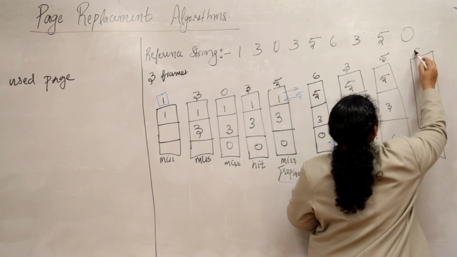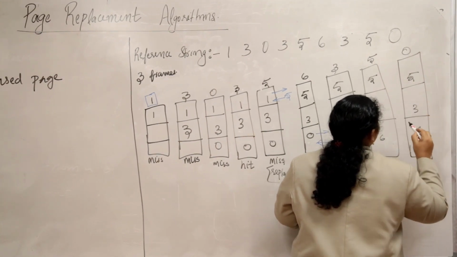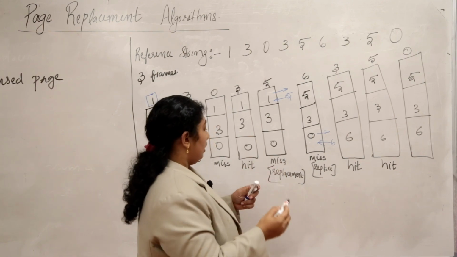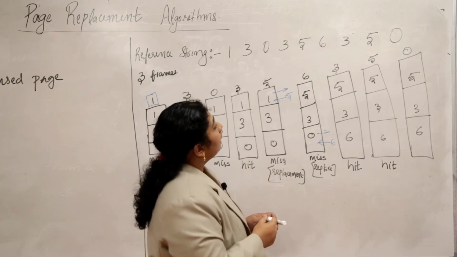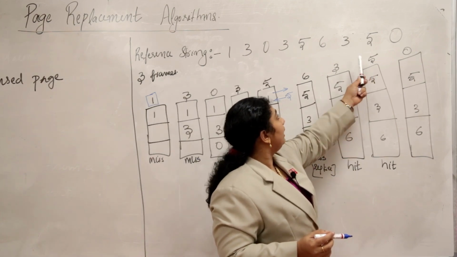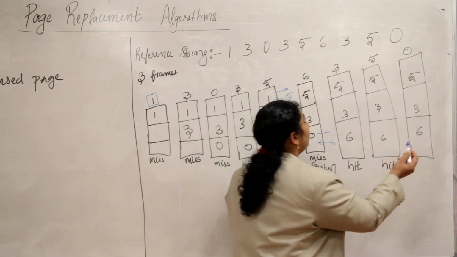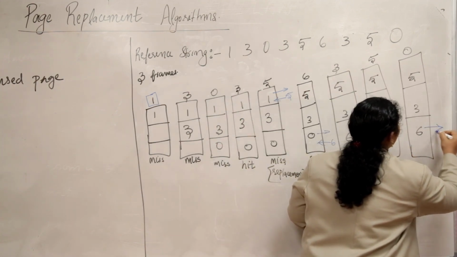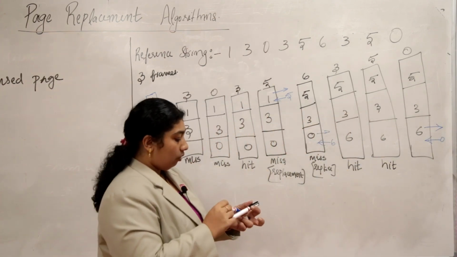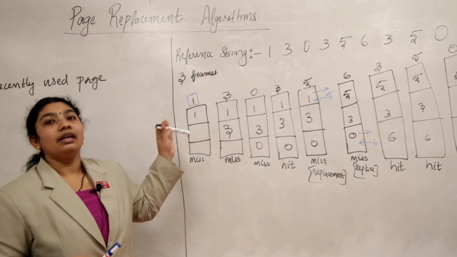Next request is for page number 0, which is not present in the physical memory, so we need to do a swap in and swap out process. We'll see which among these is the least recently used: 5, 3 and 6. 5 is recently used, 3 is the next recently used and 6 is the least recently used. So 6 will be swapped out and 0 will be swapped in. So this is how we handle page replacements in an operating system.